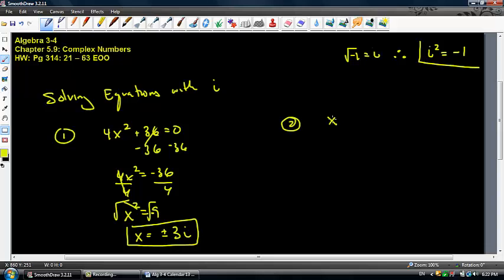Let's try another one. Say x squared plus 81 equals 0. I'm going to subtract 81 from both sides. I got x squared equals negative 81. Take the square root, x equals plus or minus 9i.